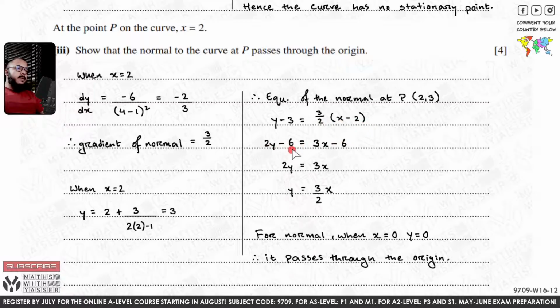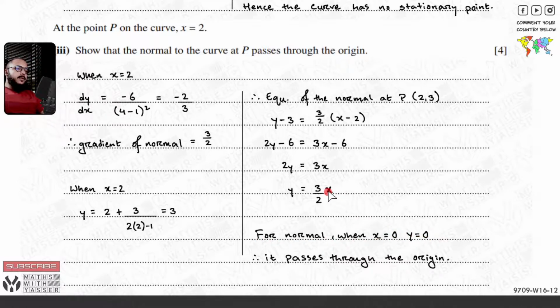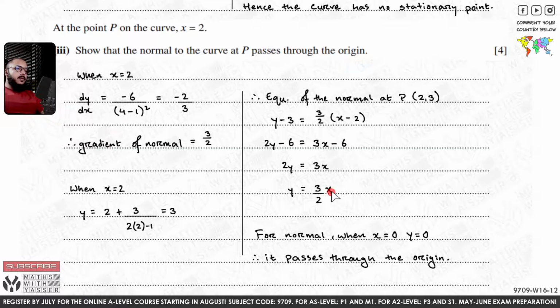That gives us 2y minus 6 is equal to 3x minus 6. So 2y is equal to 3x. Therefore, y is equal to 3x over 2. So this is the equation of the normal line. Now, you can see that for the normal, when x is equal to 0, y is also 0. If you substitute the value of x as 0, we get y to be 0 as well. Hence, it passes through the origin.